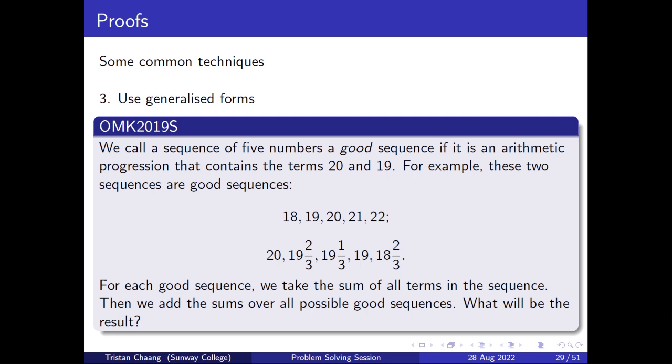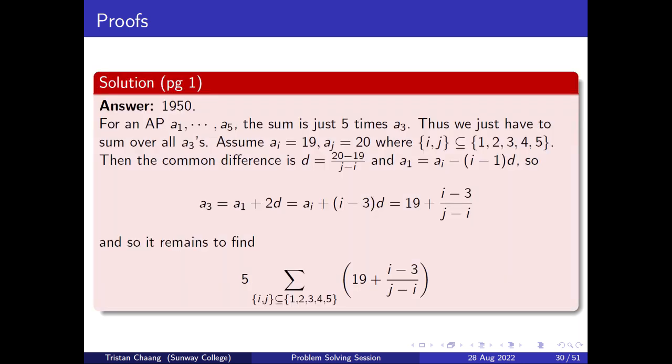If it's an AP, it should be the middle one times 5, right? Because the first one and the fifth one will cancel to become the average of the middle one. The second one and the second to last one will average out to be the middle one. So you can just treat everything as the middle number. So what you want to do is find the middle numbers times 5, add all possible middle numbers. So that's our plan. It's 5 times the middle number. The point is you want to find the sum of the middle numbers, right?